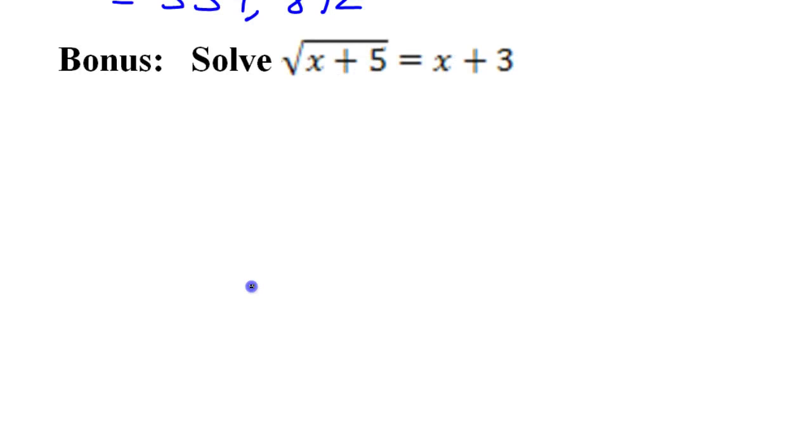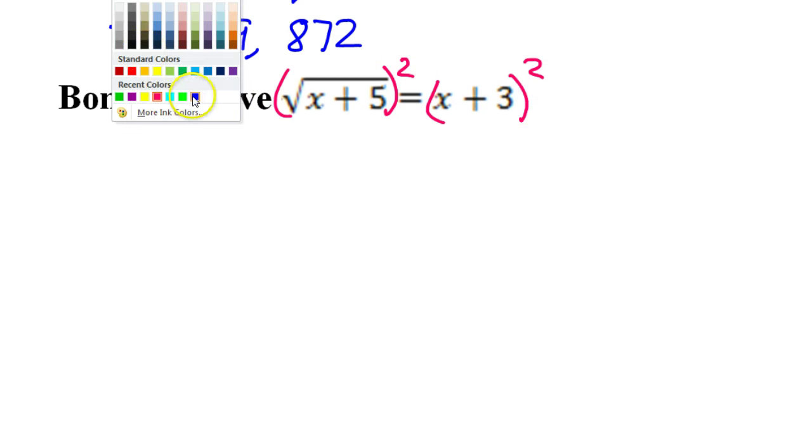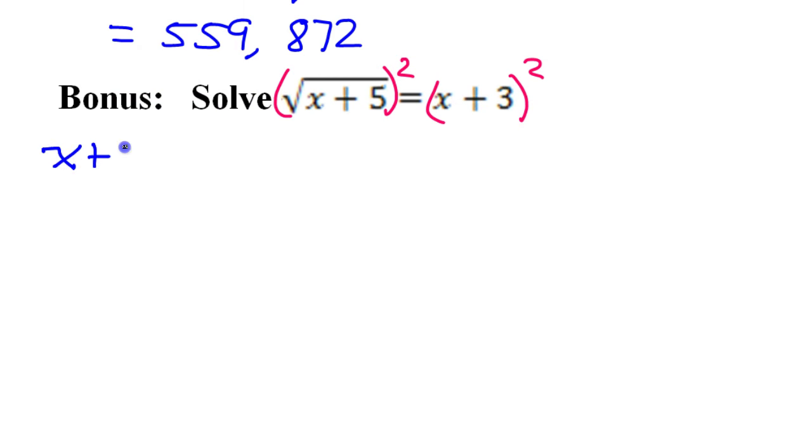Alright, last but not least, the bonus. Solving this equation. Now, to solve this equation, we are going to have to square both sides, right? Because we need to get rid of this radical. So if I go squaring both sides of the equation, got to be real careful. On this side, the radical will go away just like we want. So we'll have x plus 5 equals. Now on this side, you got to be careful. Remember, I can't just do x squared plus 9. That would be wrong. I have to do x plus 3 times x plus 3.